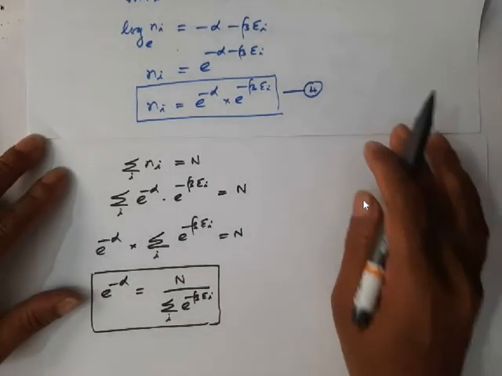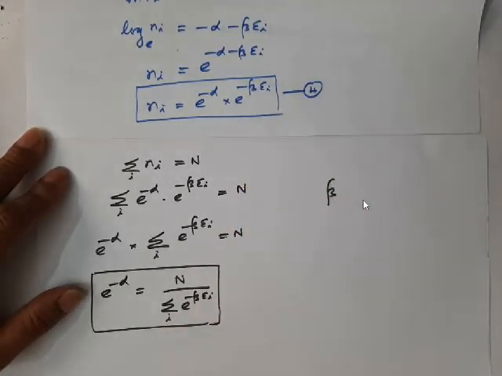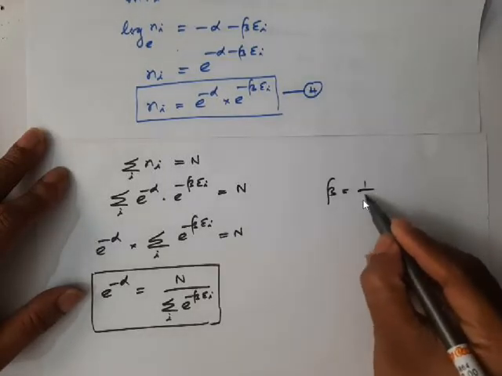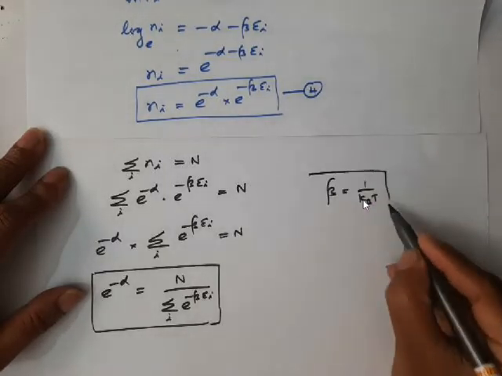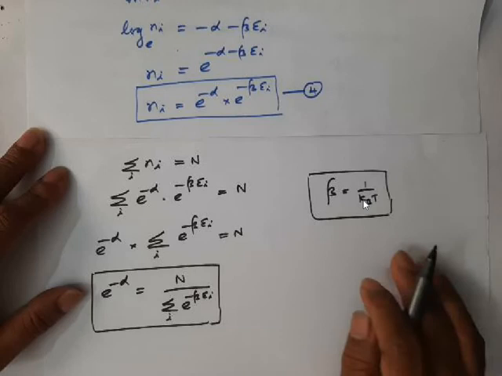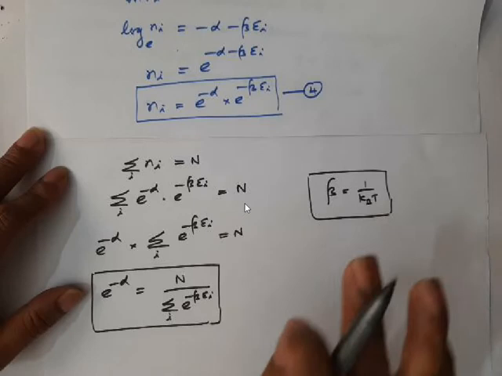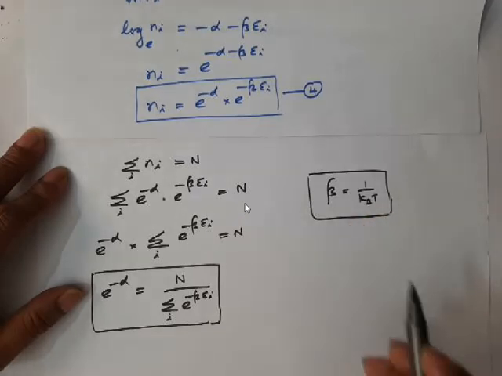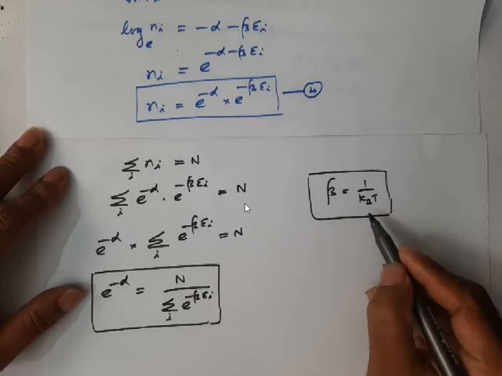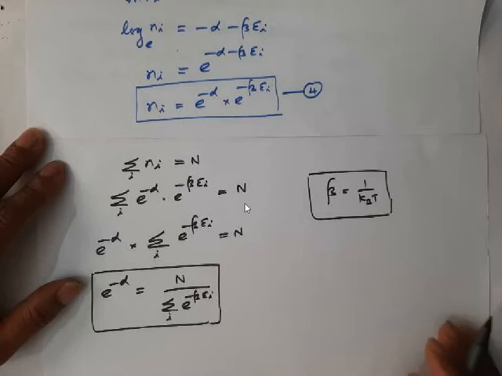And what about this beta? Listen, beta is also a Lagrange undetermined multiplier. I am going to derive and show that beta should be equal to 1 by kBT. I am going to derive this after 2 or 3 lectures, but right now I'll give the value. So beta value is 1 by kBT. Anyway, we are going to show that beta is equal to 1 by kBT after 2 or 3 lectures.